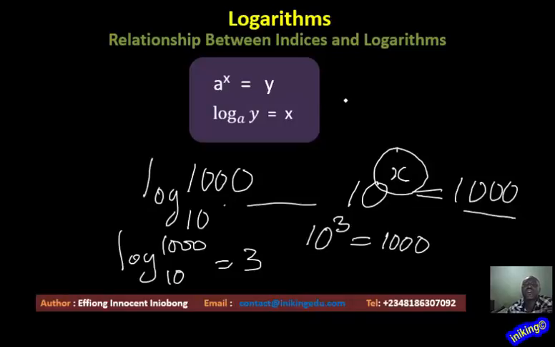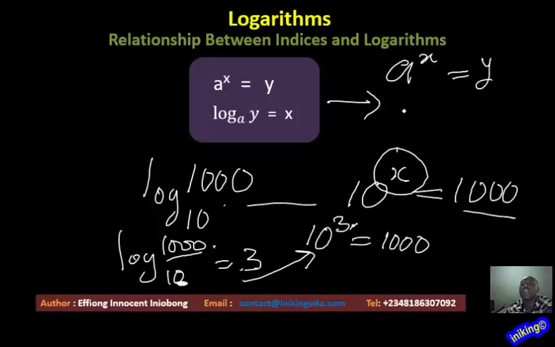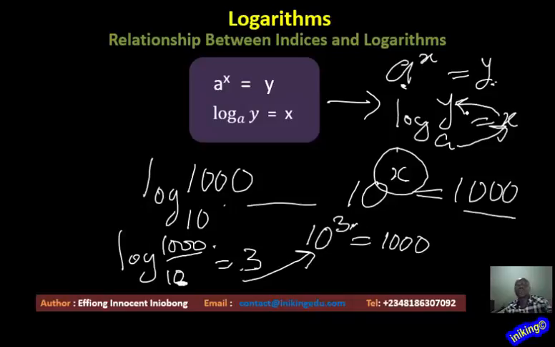Now, looking at this very well, you can see there's a direct relationship between indices and logarithm. I can convert a logarithmic expression and write it in indices form. Here we have logarithm of 1000 to base 10 equals 3. This can be transformed into 10, the base, raised to the power of 3, equal to 1000. And if I have an expression a raised to the power x equal to y, it's the same thing as saying the logarithm of y to the base a is equal to x, because I can still revert to my indices form and say a raised to the power of x equal to y.